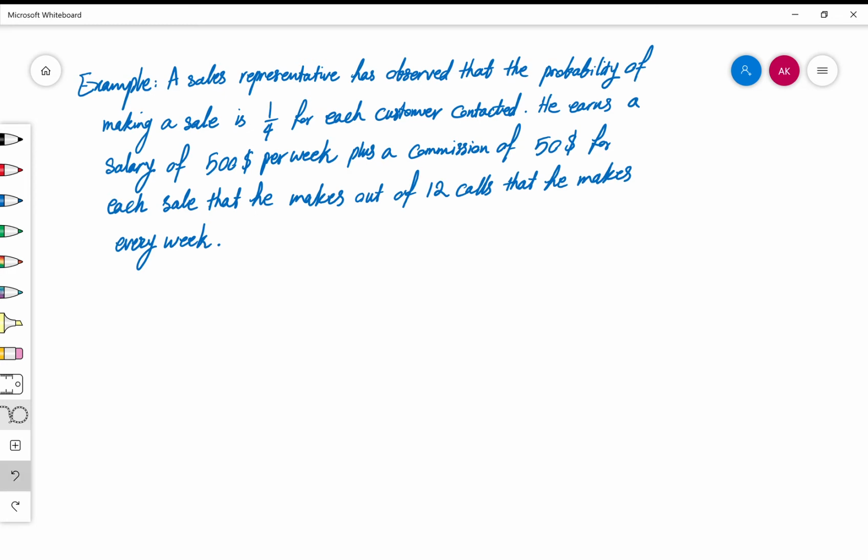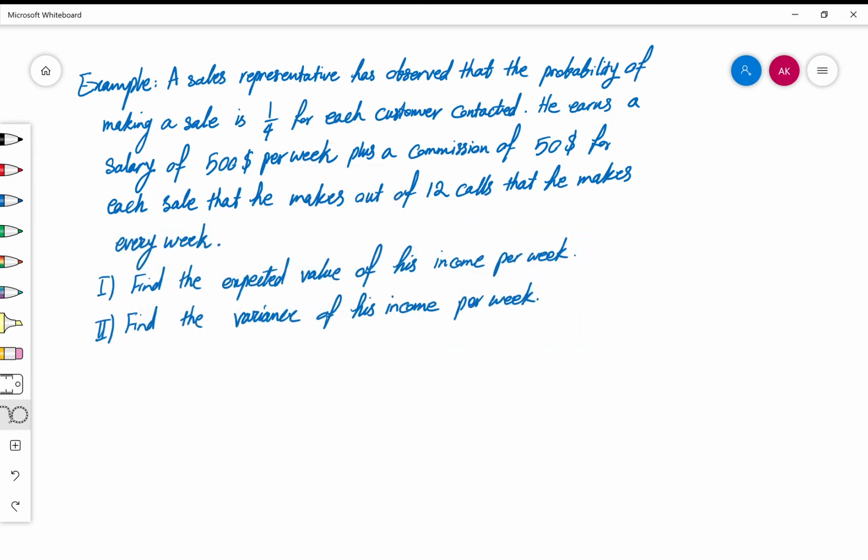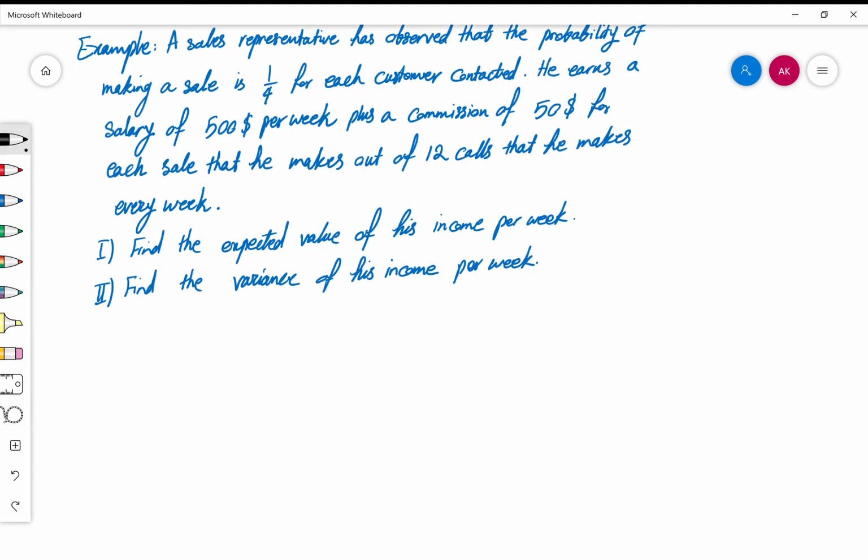Now the example asks to find first, what is the expected value, the average income of this representative per week? And what is the variance of his income per week? Well, okay. So first thing to note is that the number of sales per week for this representative is a binomial random variable.